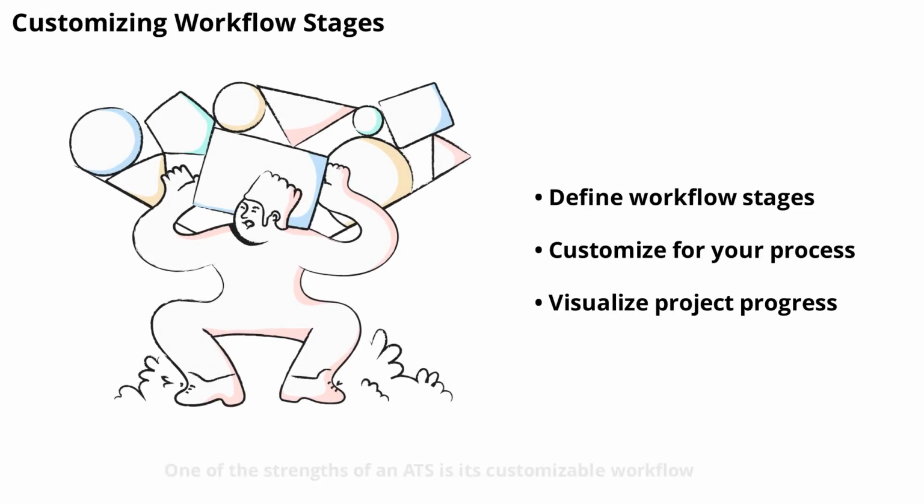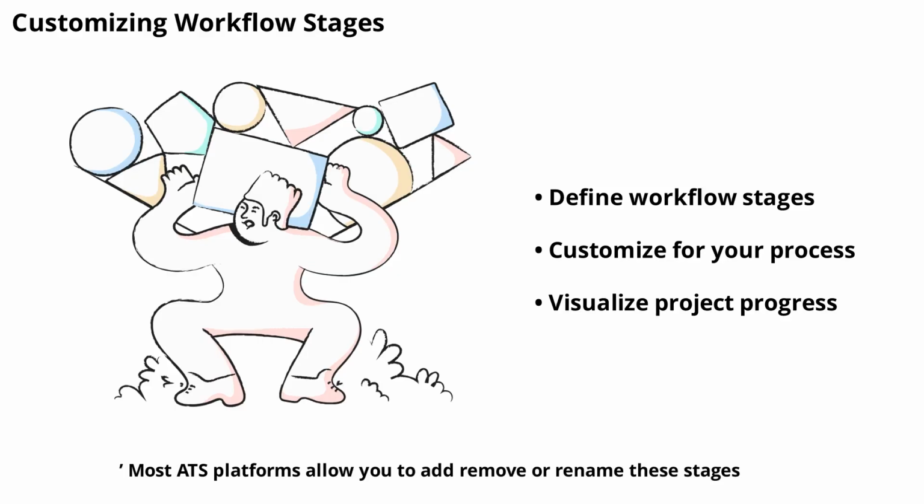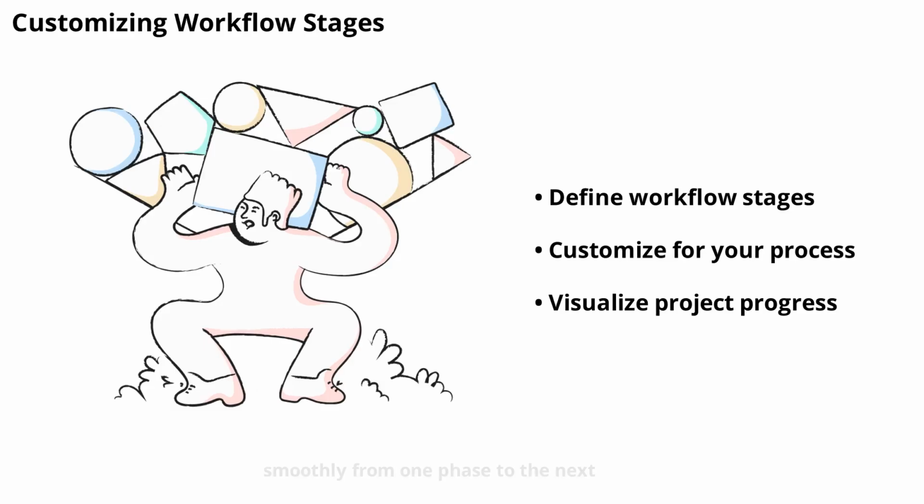One of the strengths of an ATS is its customizable workflow. For project planning, you can define stages that match your process, such as to-do, in progress, review, and completed. Most ATS platforms allow you to add, remove, or rename these stages. Customizing your workflow ensures that tasks move smoothly from one phase to the next, and everyone can see the project's progress at a glance. Take a moment to map out your ideal workflow before setting it up in the system.